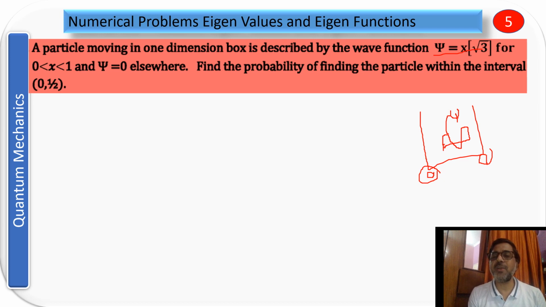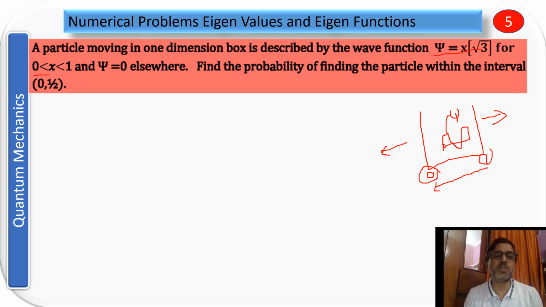So outside, naturally, it is going to be 0. I'm sorry, the value of psi is coming out equal to 0 outside this. That is, no function is there, because there is no particle. Find the probability of finding the particle within the interval of 0 to 1 by 2. Now this width, how much have you taken? The width you have taken as 1, because that is the width you have been given.